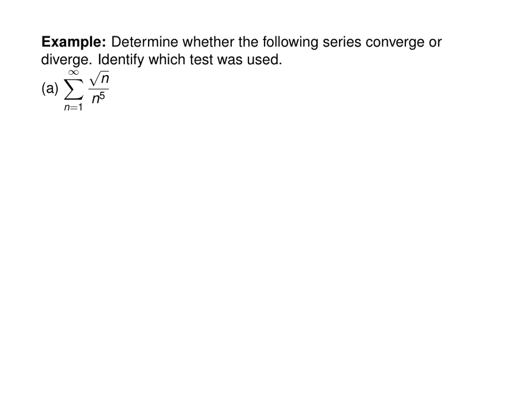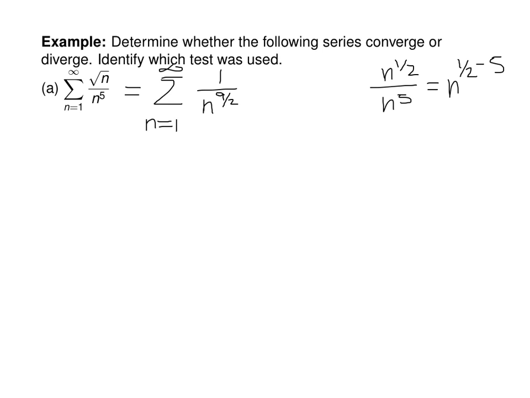So determine whether the following series converge or diverge and identify which test was used. For this first example, what you should notice is that the exponents can subtract here and cancel out a little bit. So this is the same thing as the sum from n equals 1 to infinity of 1 over n to the 9/2 power. You can get that by noticing that root n over n^5 is n to the 1/2 over n to the 5th. So that's n to the 1/2 minus 5, which is negative 9/2, giving you 1 over n to the 9/2. And this converges, and then give me a reason.